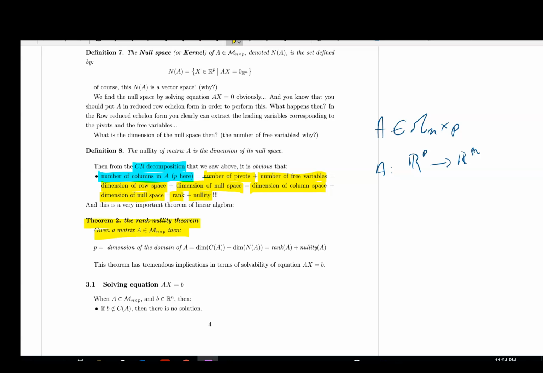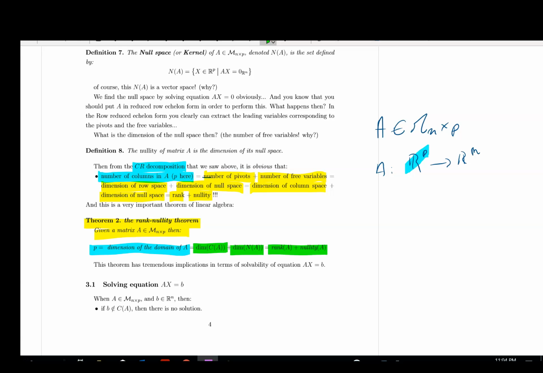So we have our matrix. How can we state that? The dimension of the domain of A, so that's the Rp we have here, is equal to the sum of the dimension of the column space plus the dimension of the null space: the rank of A plus the nullity of A. It seems a bit strange maybe, but we will see that it has a lot of nice implications and applications, also when we talk not about matrices but about more general linear maps.